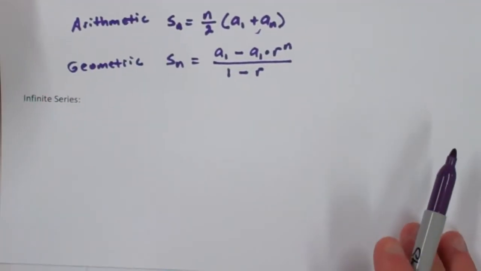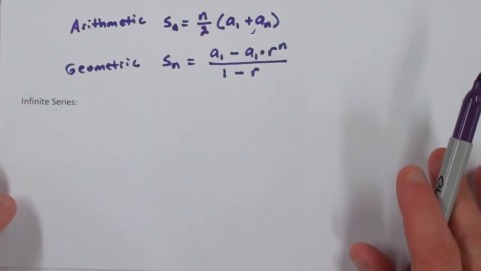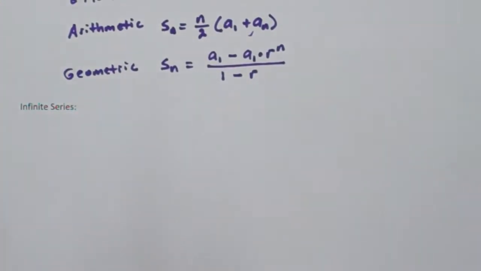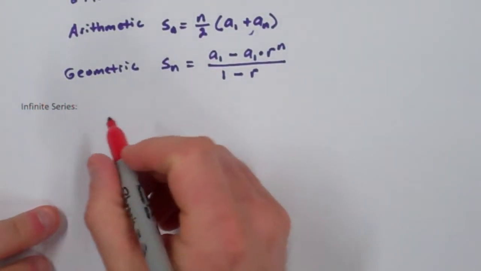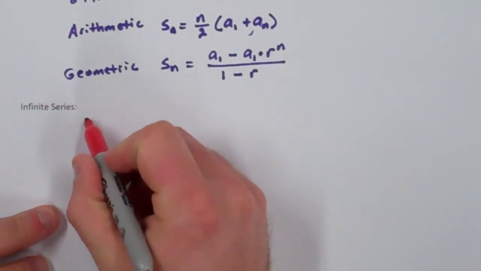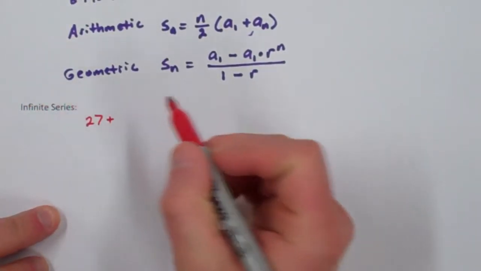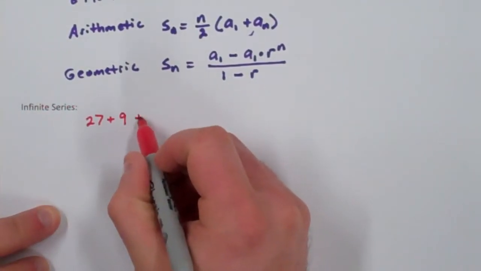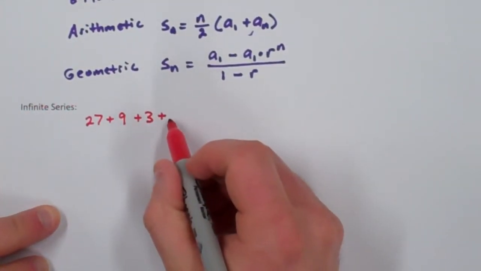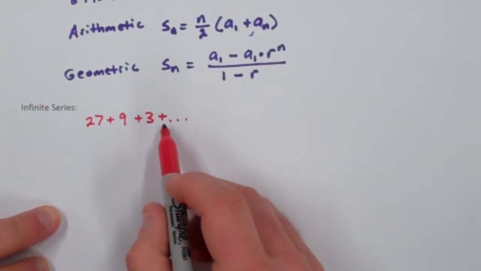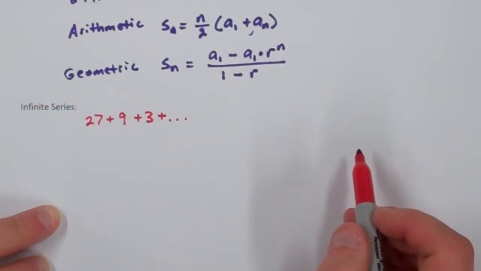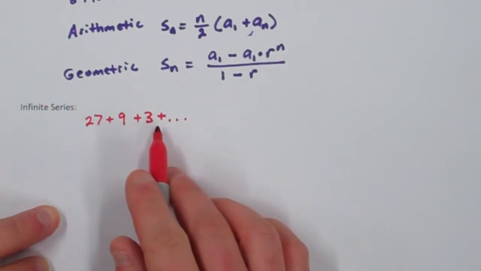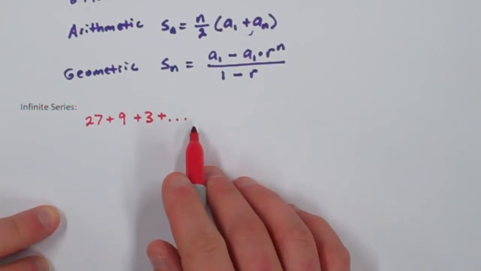Let's move to the infinite series. So for an infinite series, these are going to be series that continue on to infinity, that have an infinite number of terms. Let me give you an example of one. We could go 27 plus, we'll go maybe 9 plus 3, and then you're going to see another plus sign, or sometimes it's a minus sign, and then the dot dot dot. This means that we need to add all of these terms up onto infinity.